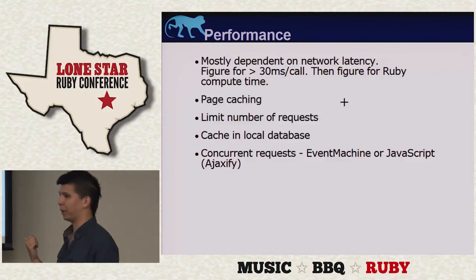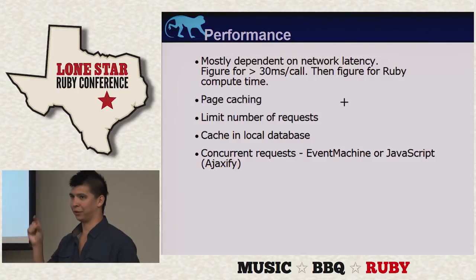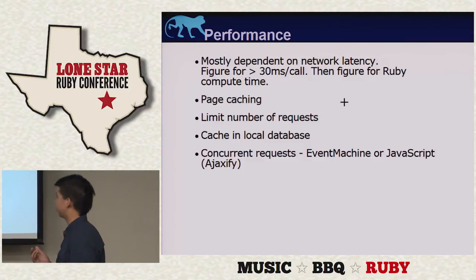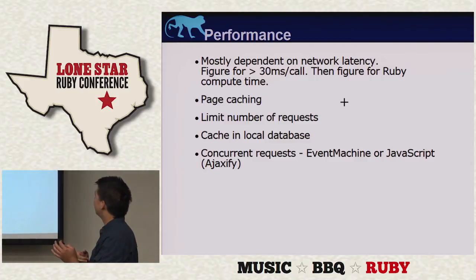The other way is to limit the number of requests, and we actually did that as well. The way we did that was by saying the 0.9, and that only did 10 of the 10. So we only had to make 200 API calls instead of 2,000, or sorry, 20,000. Cache in the local database.